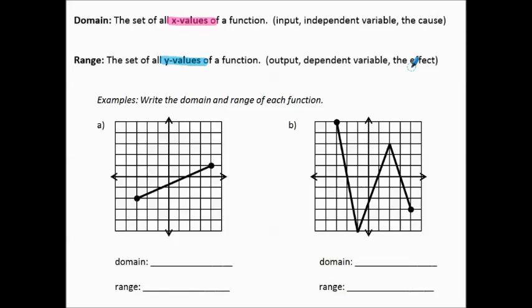So let's look at some examples. Write the domain and range of each function. Well, let's take a look. First, we've got to remember our domain is our x values, and my range is my y values. So for my domain, I'm going to be looking at what values of x are on my graph. Here is my x-axis. So where on my x-axis is my graph? So what we're going to do is draw up here. My graph goes from this point all the way over to this point.